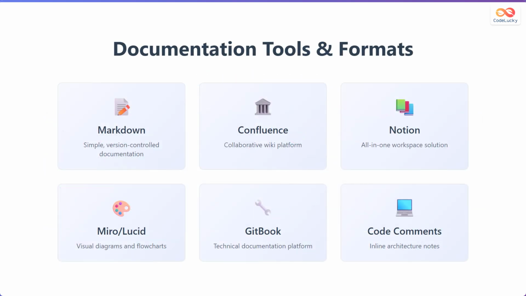Now, let's explore the various documentation tools and formats available. You can use Markdown for simple version control documentation. Then you can use Confluence, which is a collaborative wiki platform. There is also Notion, which is an all-in-one workspace solution. Next, there is Miro and Lucid, which can be used for visual diagrams and flowcharts. Gitbook is also available, and it is a technical documentation platform. Finally, you can use code comments, which are inline architecture notes.